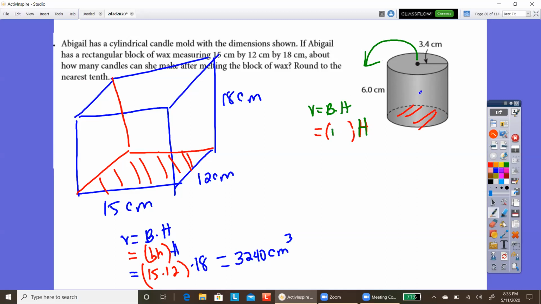It's pi r squared, my apologies. Okay, so the radius of this circle is 3.4. So it's pi times 3.4 squared. And then that I'm going to multiply by a height of 6.